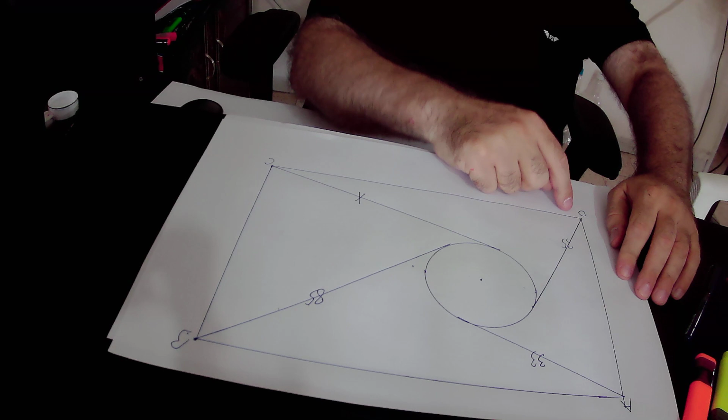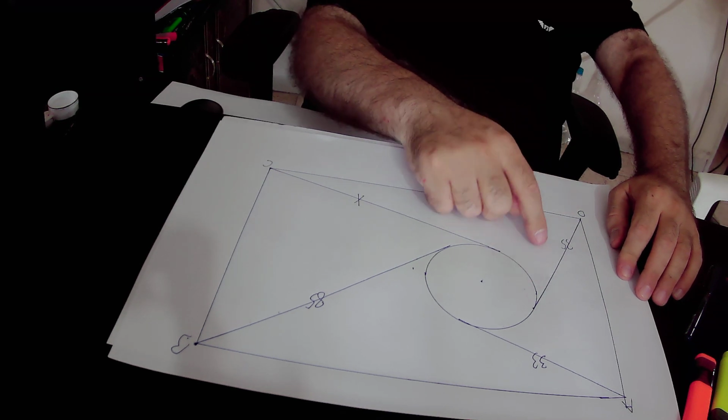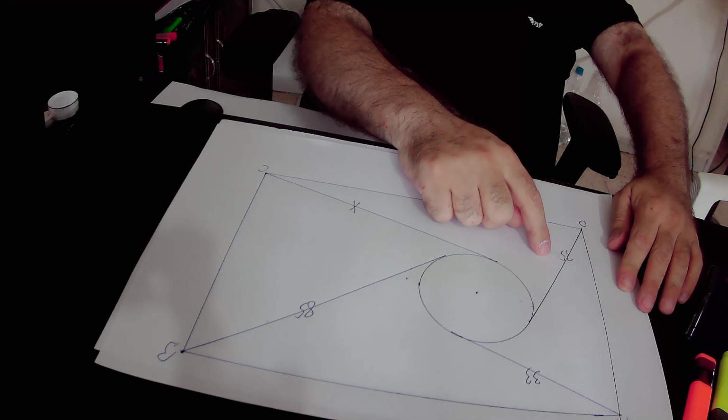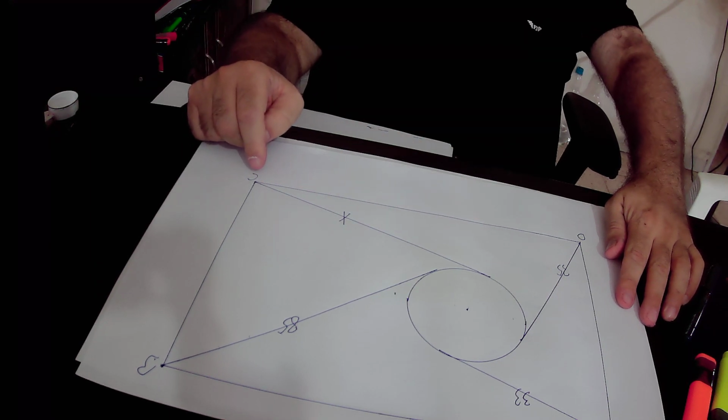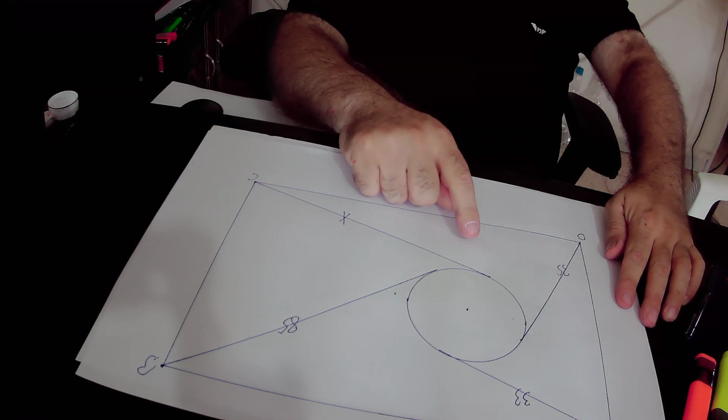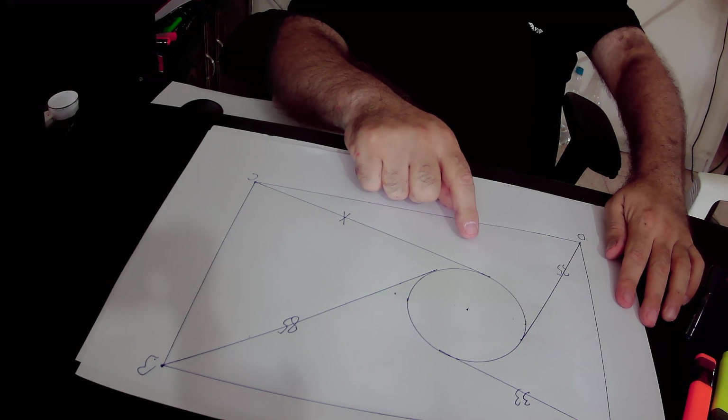Likewise, the tangent from point D to this circle is equal to 35 units in length. Again, our mission is to find out the tangent from point C to this circle, that is to say the value of x.